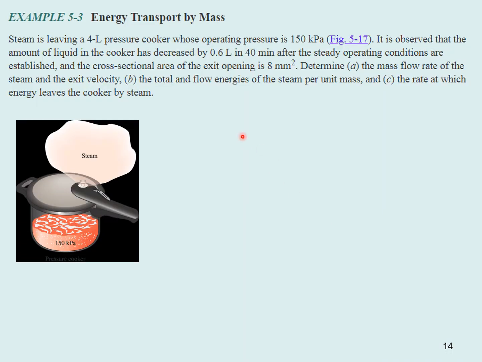So let's take a look at an example. Steam is leaving a 4-liter pressure cooker whose operating pressure is 150 kilopascals. It's observed that the amount of liquid in the cooker has decreased by 0.6 liter in 40 minutes after steady operating conditions are established. The cross-sectional area of the exit opening, you can see in the diagram, is 8 square millimeters. Determine the mass flow rate of the steam and the exit velocity, the total and flow energies of the steam per unit mass, and the rate at which energy leaves the cooker by steam.